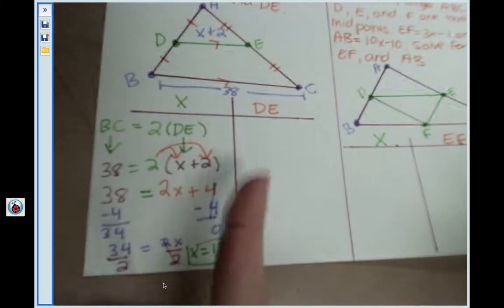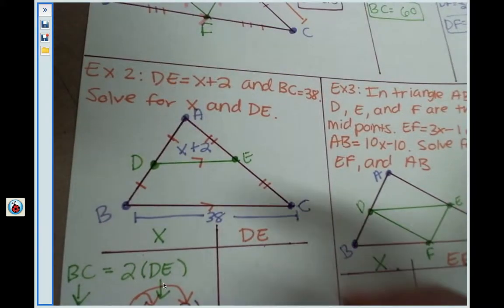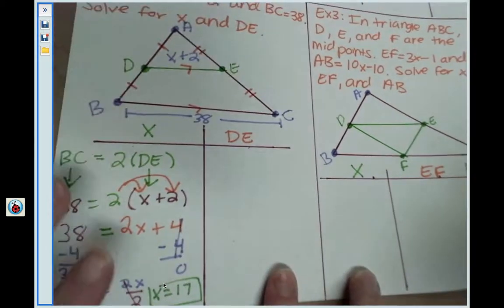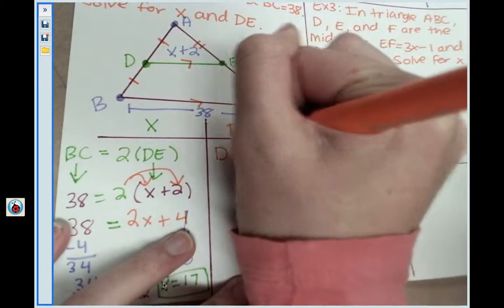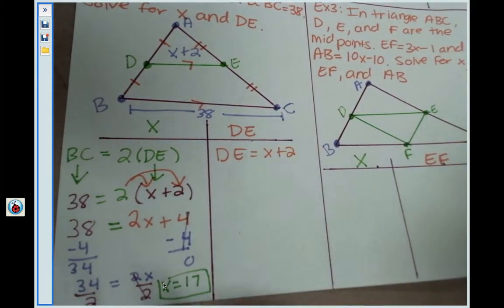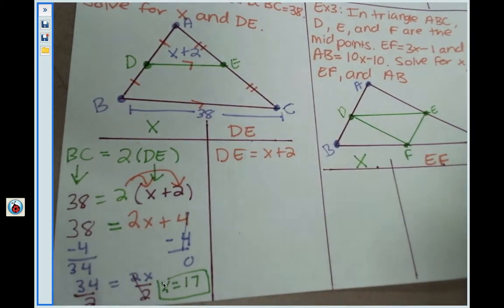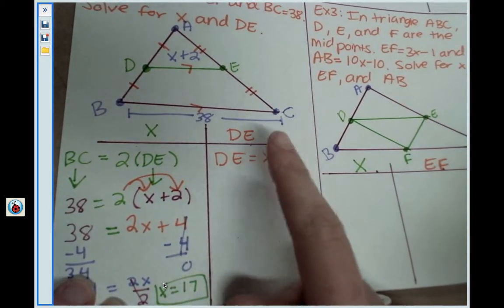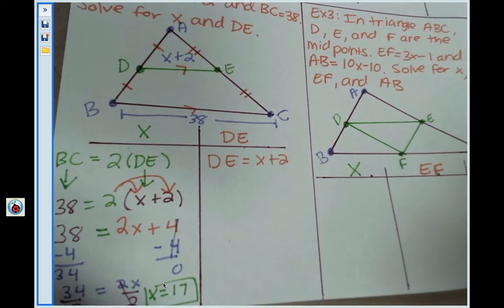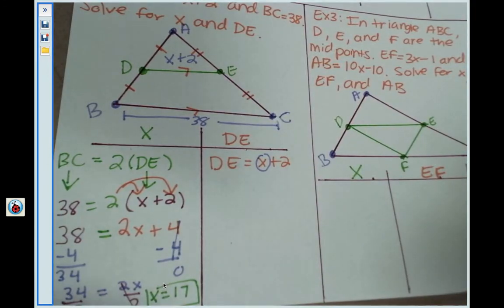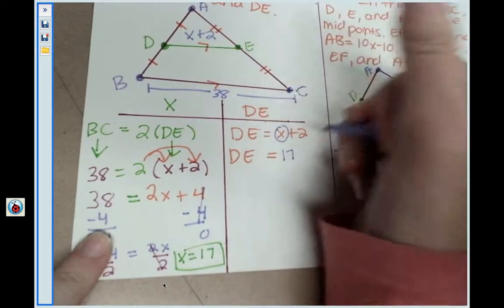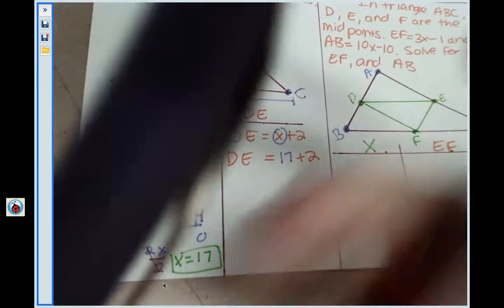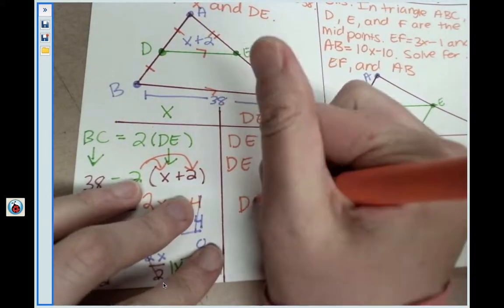Now, don't forget, you are not done with this problem. Remember, we also have to find DE. So I now need to solve for DE. Now that I know what x is, DE equals x plus 2. If I know x is 17, what am I going to do with that 17 to find DE? Yes, since I know x is 17, I'm going to substitute 17 for my x. So DE equals 17, what we got earlier, plus 2. And 17 plus 2 is simply 19.